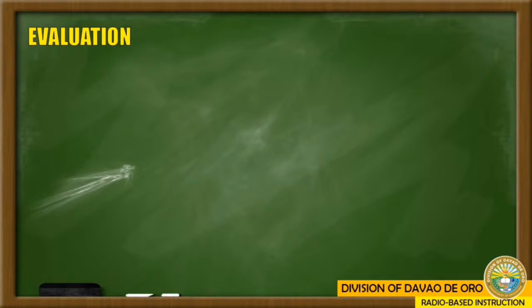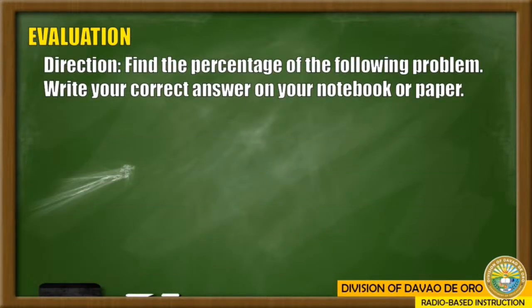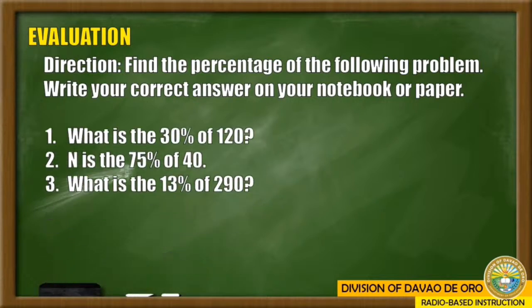Okay, let us have an evaluation. But before that, we will read first our direction. Find the percentage of the following problems. Write your correct answers on your notebook or paper. Number 1. What is 30% of 120? Number 2. N is 75% of 40. Number 3. What is 13% of 290? Go and answer. Good luck.